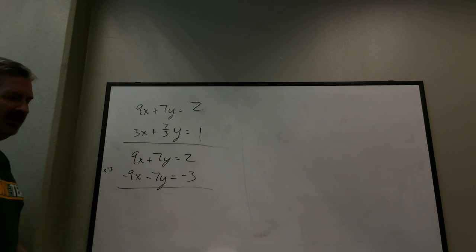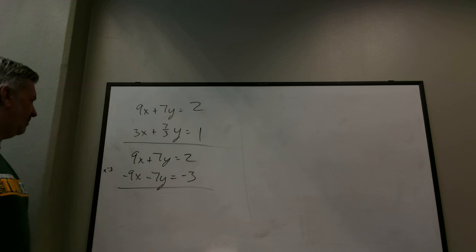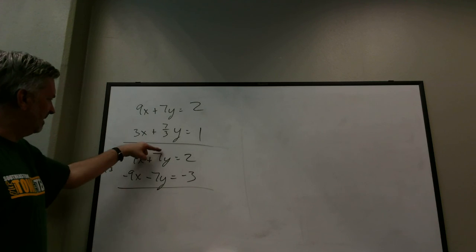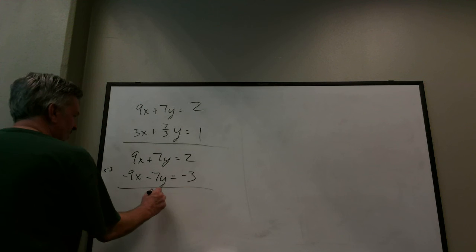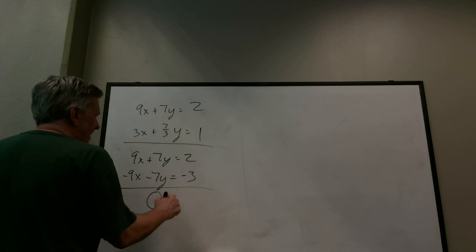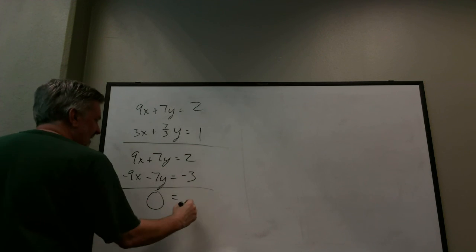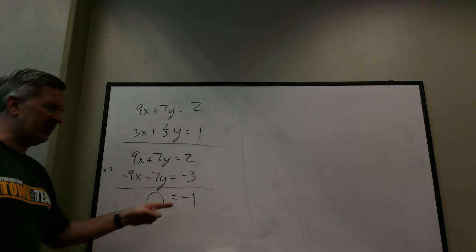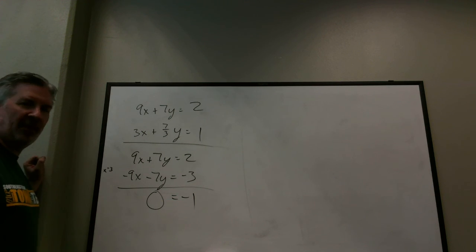So I've got my 9x and my -9x. If I add, like I did before, 9x and -9x is 0. 7y minus 7y is also 0. I get a 0 on that side. And then on the other side, I'm adding, right? 2 plus -3 is -1. And notice we've worked down to 0 equals -1, which is a false statement.